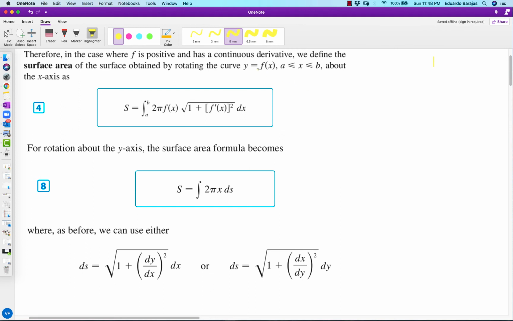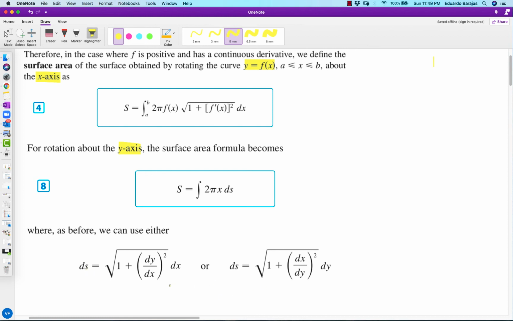We've been given some equation, y equals f of x, for x being defined from a to b along the x-axis, and we're rotating it about the x-axis, and this is the formula we've been working with. Okay, so now if we want to rotate an equation about the y-axis, then this is the formula we're going to work with. Very similarly, we have an integral of 2 pi x ds, where the ds is equal to either this one or this one.